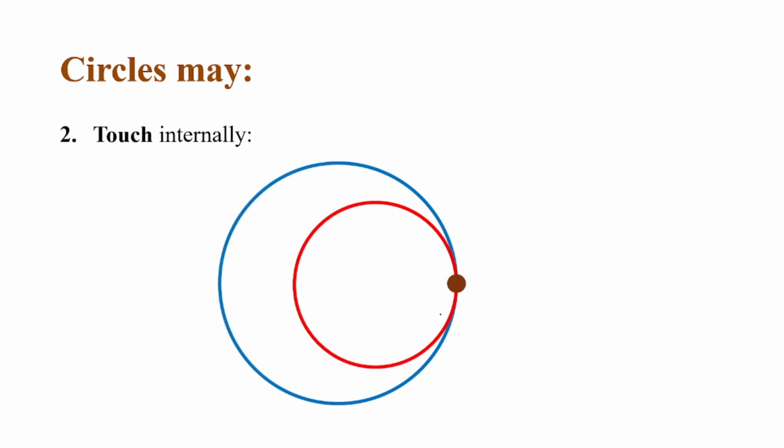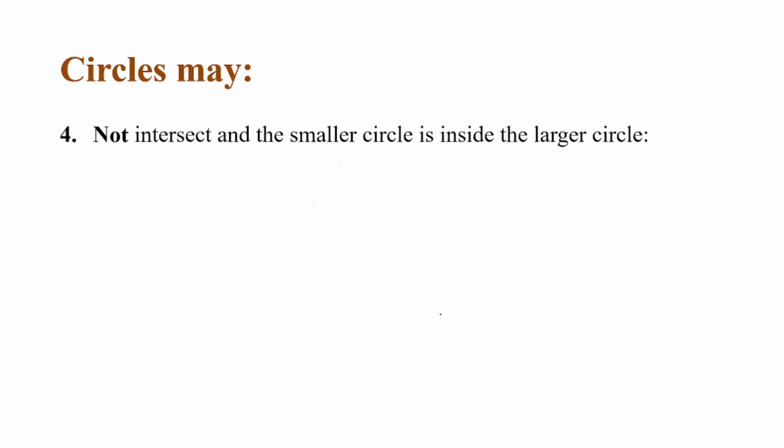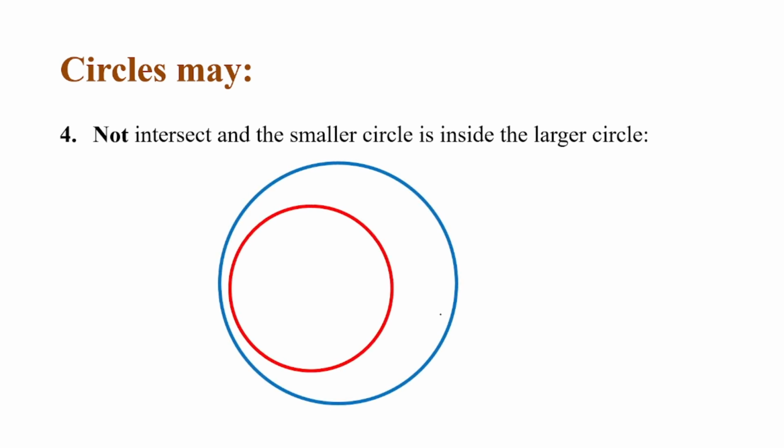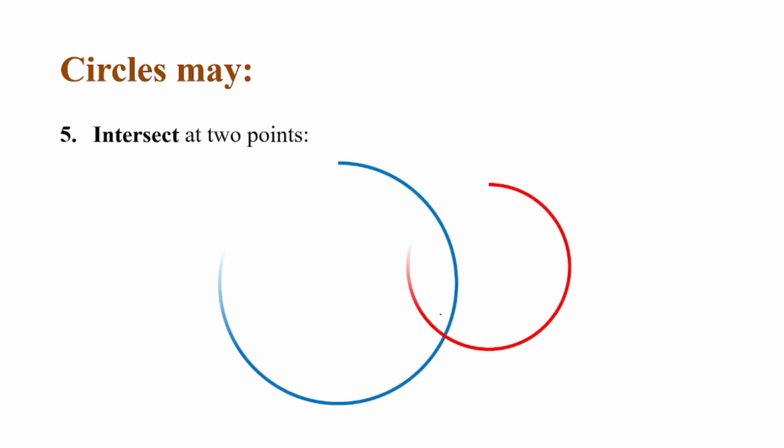And then we can have a situation where the circles do not touch at all, and the smaller circle is outside the larger circle, and it will be like this. And then we can have a situation where the circles do not touch, and the smaller circle is inside the larger circle. And then we can have the last situation where the circles intersect at 2 points like that.